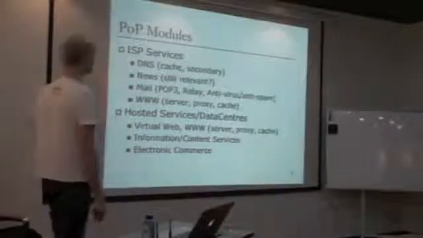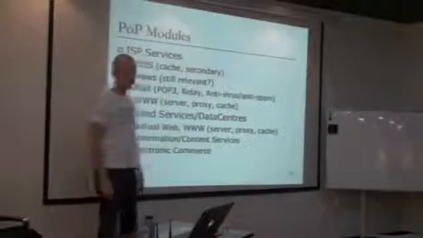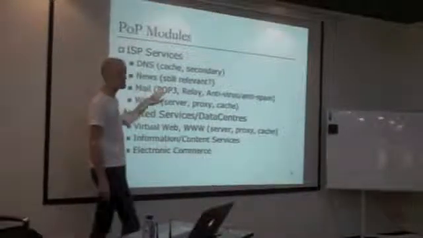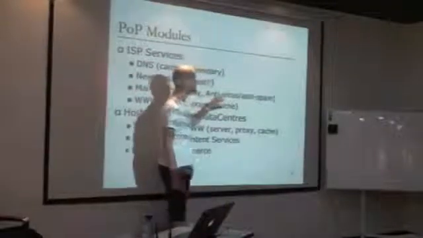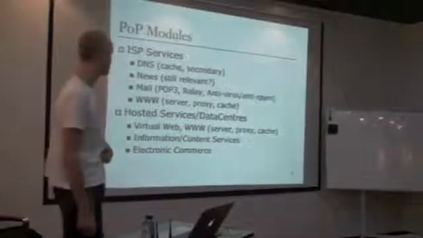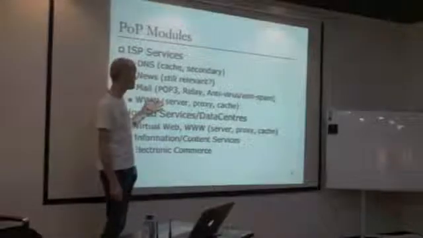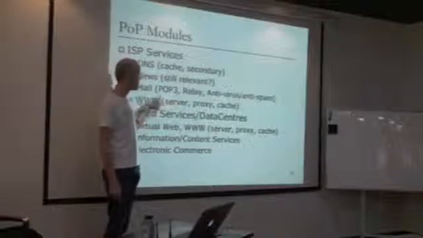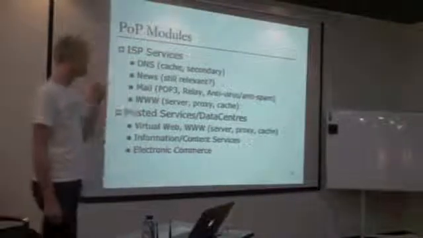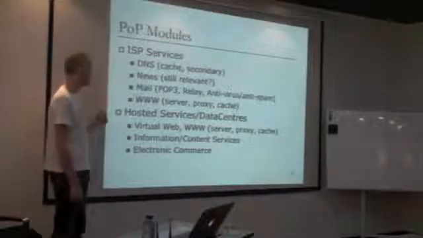For the ISP services, you have things like DNS, so your DNS cache for your consumers to use, DNS secondary for any domain names you're hosting. News is probably not relevant anymore, but mail: you want POP3, IMAP, mail relay, doing all your antivirus and anti-spam scanning of customer mail, that type of thing. The mail services are very important. www, there's the server, so your company web server. You maybe want to run web proxies as well, web caches. All these things are good to offer your customers because it keeps web traffic off your international connections and makes the general experience faster for everybody.